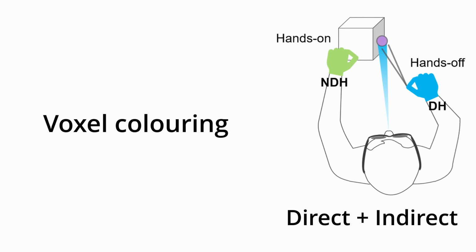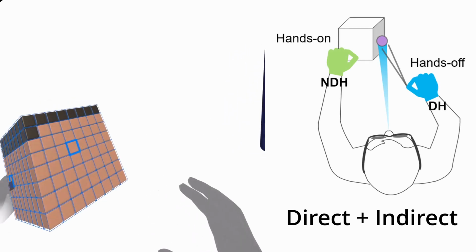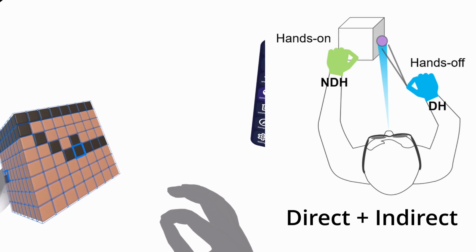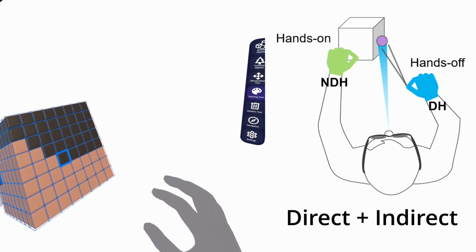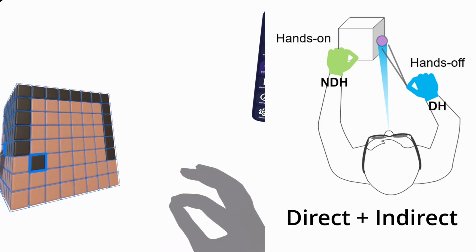For the direct plus indirect mode, applications demonstrate how gaze and bimanual input facilitate the natural rotation of a complex object through direct interaction and quick part selection through indirect interaction.